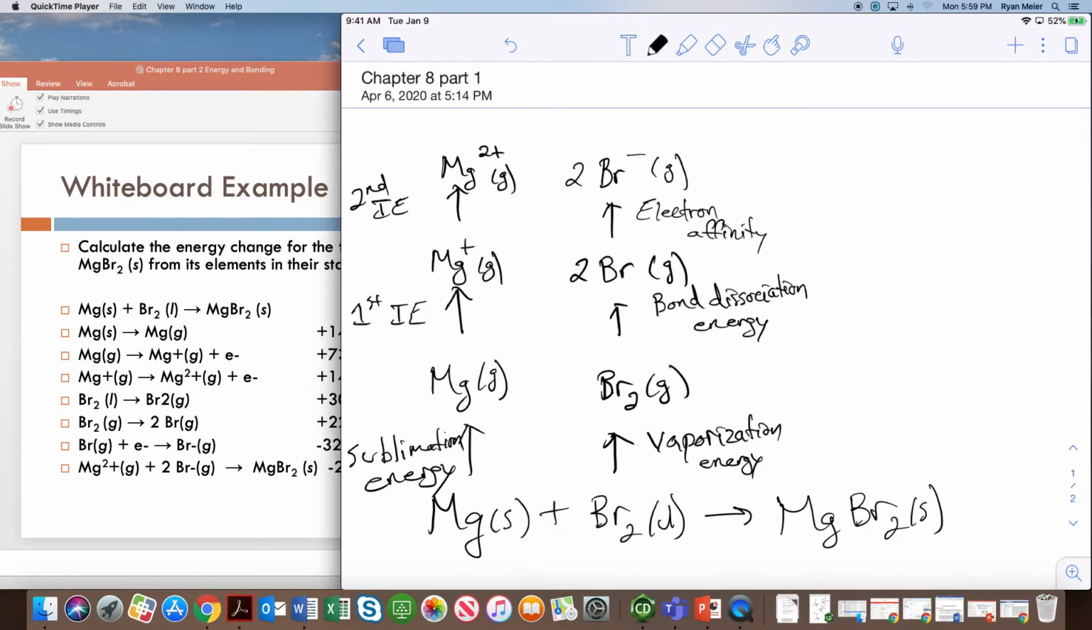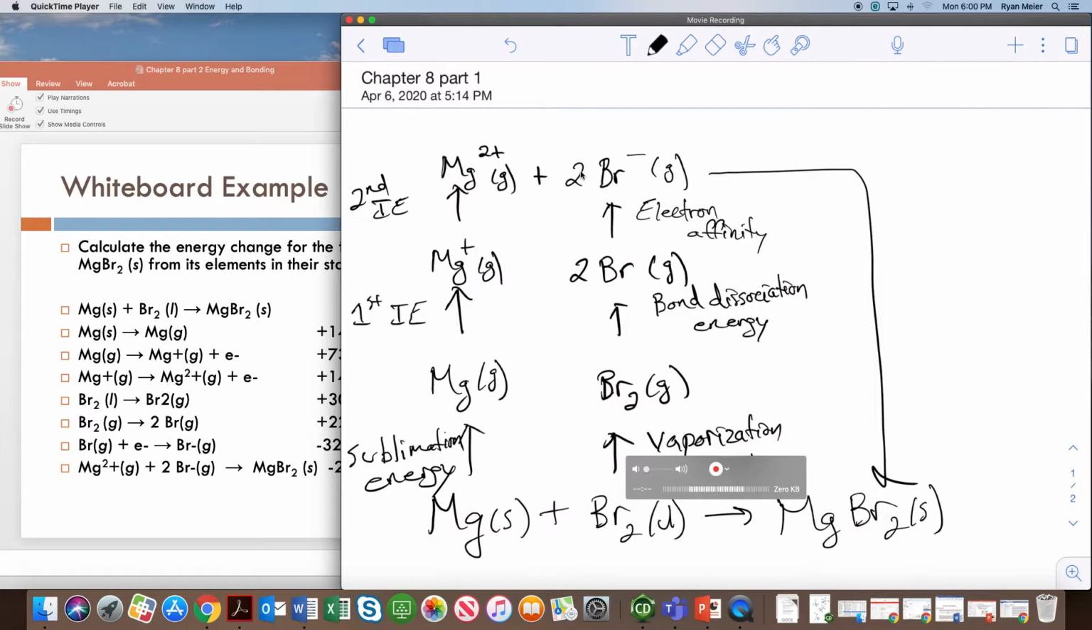Once you have your ions with the right charges, now you can put them together as one final step, right? So we have our magnesium 2+ plus 2 bromide ions. All of these coming together are going to make our solid. This is our lattice energy step.